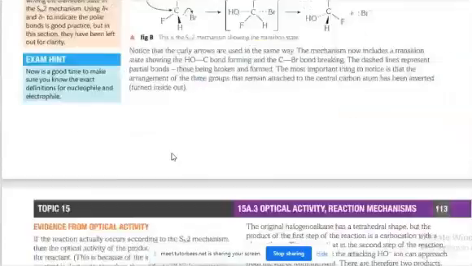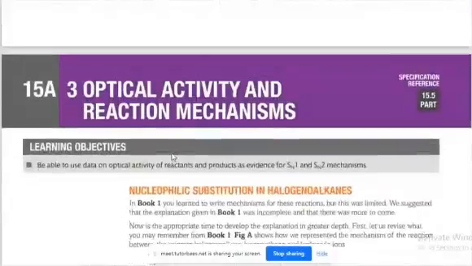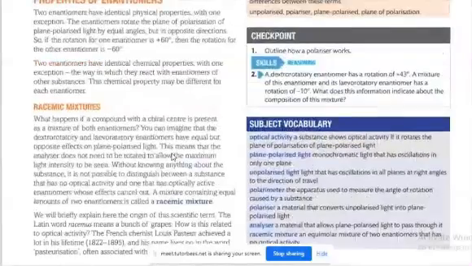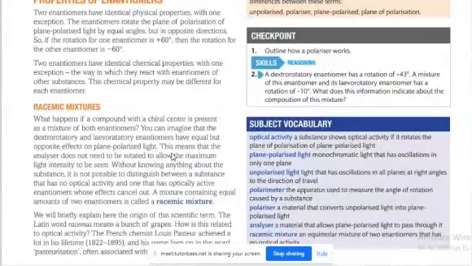So today we're going to discuss optical activity and reaction mechanisms. By now we have started organic chemistry. Let's recall the previous topics that we discussed. We are doing optical isomerism, starting with the organic chemistry portion.